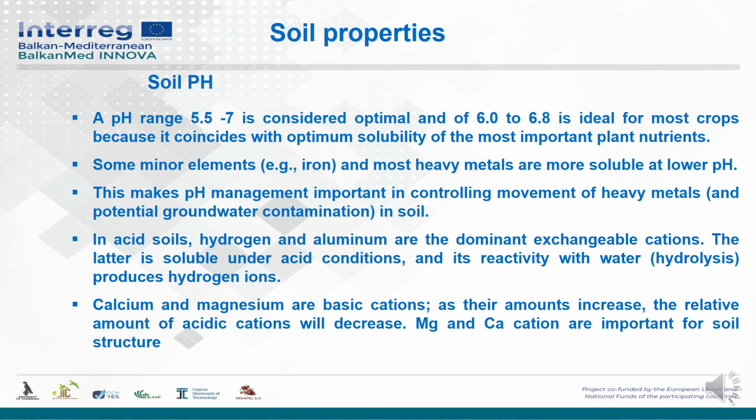In acid soils, hydrogen and aluminium are the dominant exchangeable cations. The aluminium is soluble under acid conditions, and its reactivity with water produces hydrogen ions. From the other side, calcium and magnesium are basic cations. As their amounts increase, the relative amount of acidic cations will decrease. Magnesium and calcium cations are important for soil structure.